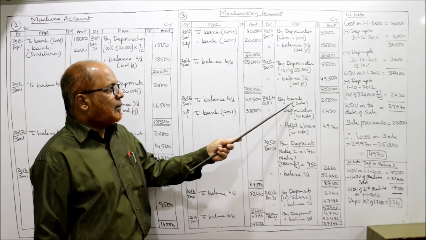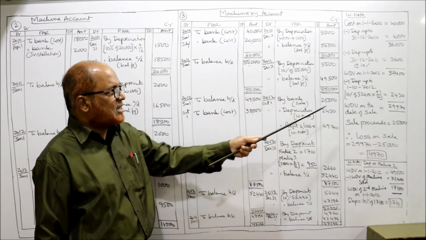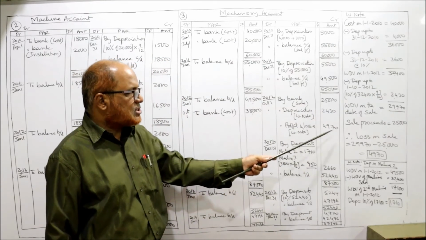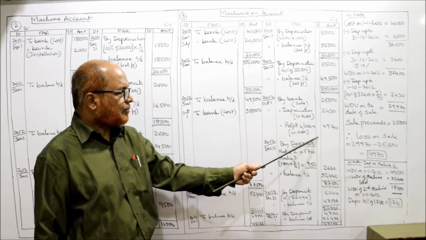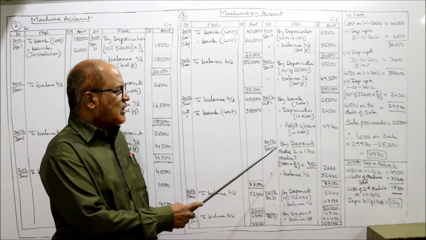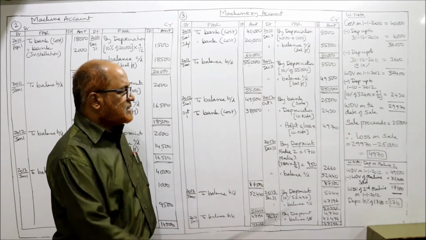October. By bank, sale proceeds. By depreciation, 2,430 we got it. And by profit and loss, loss on sale, 4,970. Now we close the year 2012. 31st December 2012. By depreciation.